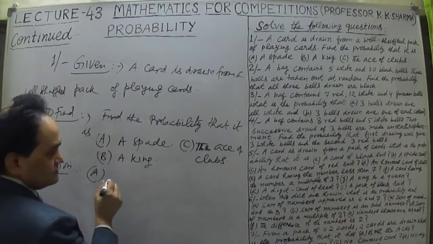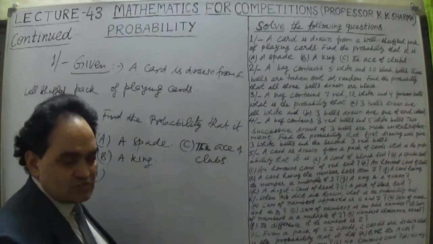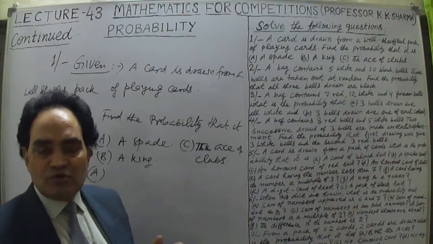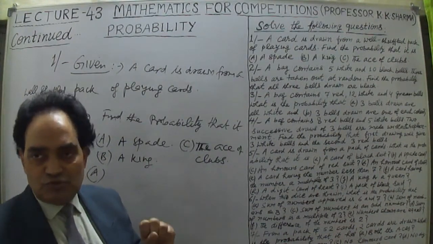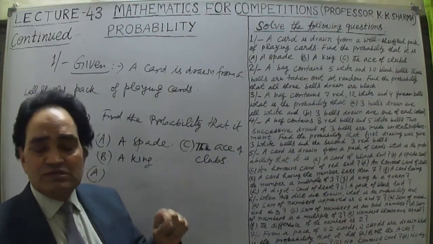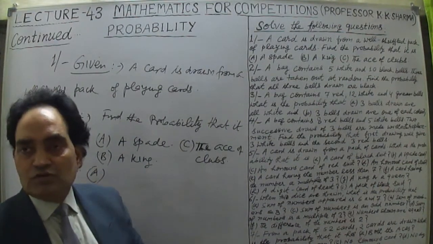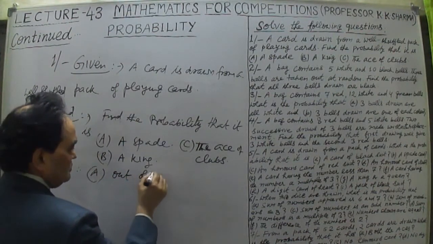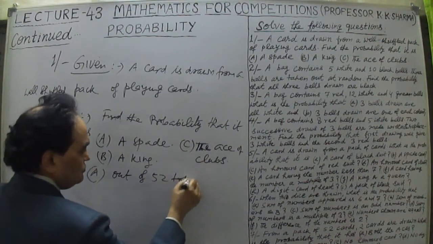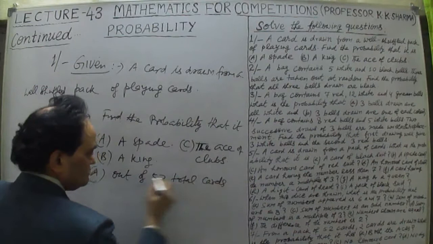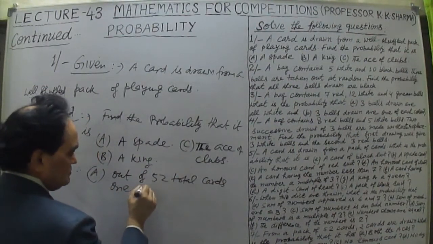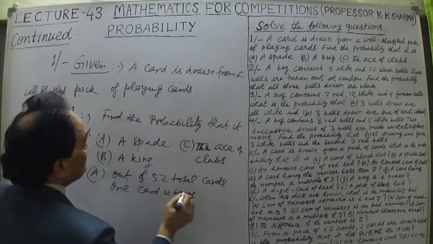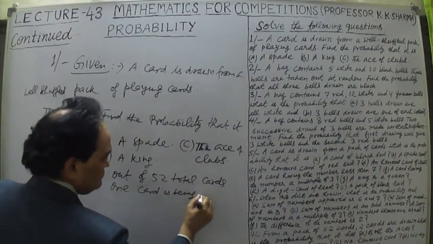A card is drawn. Let me first take the total number of cases. The probability of an event, as I have told you in the previous lecture series, is given by the number of favorable cases divided by the total number of cases. So here, out of 52 total cards, one card is being selected or drawn.